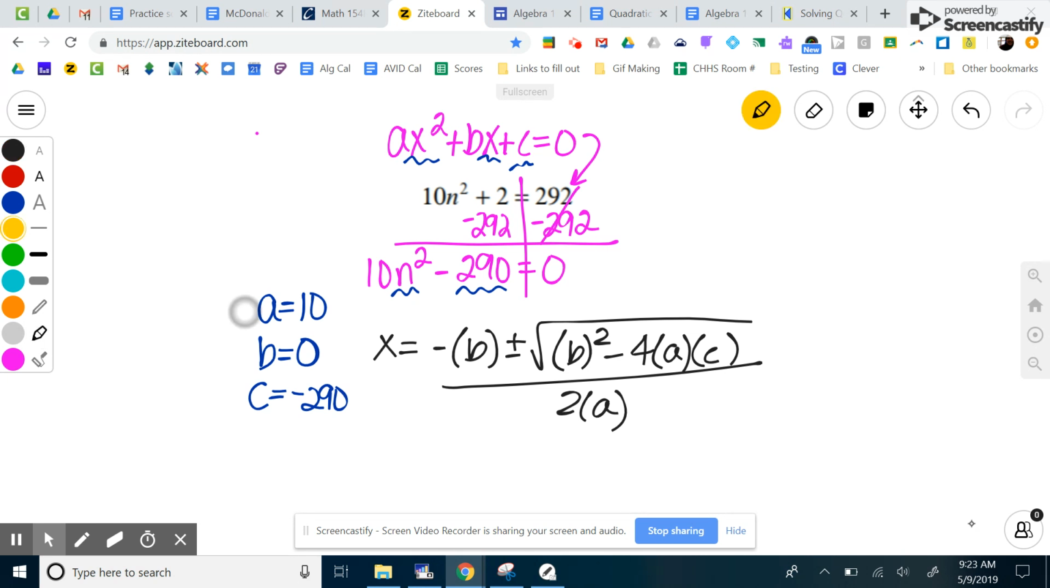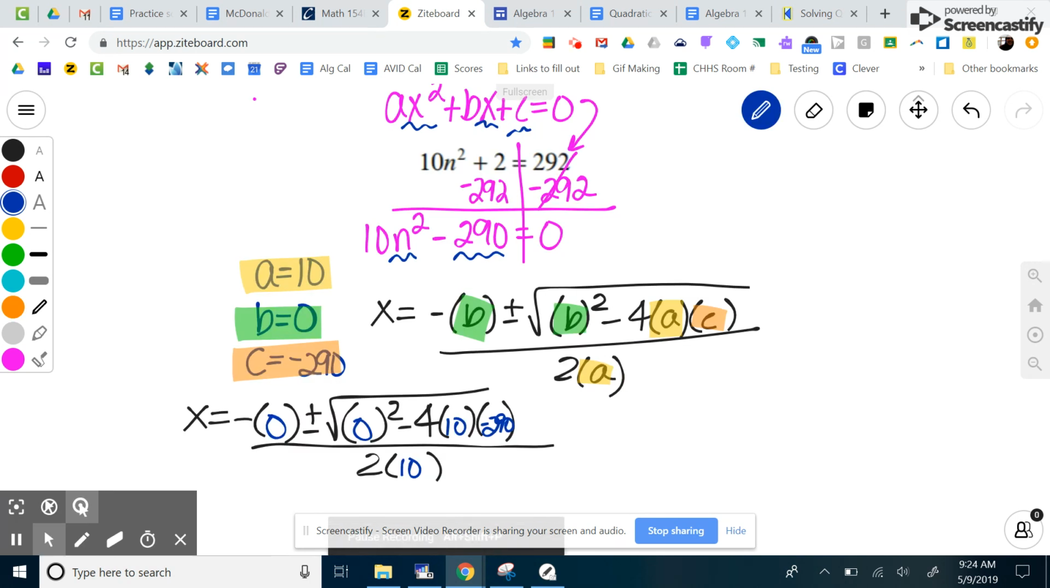First thing I'm going to do is plug in the a for all the a's, plug in the b for all the b's, and then plug in the c for the c. Pause your video and pop them in. So I got x equals the opposite of 0 plus or minus the square root of 0 squared minus 4 times 10 times negative 290, all over 2 times 10.